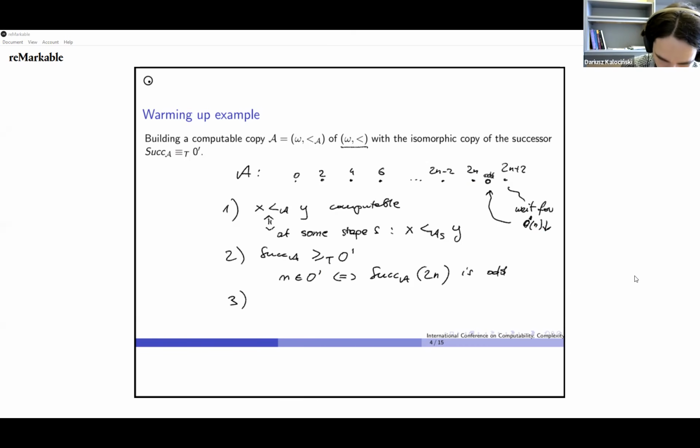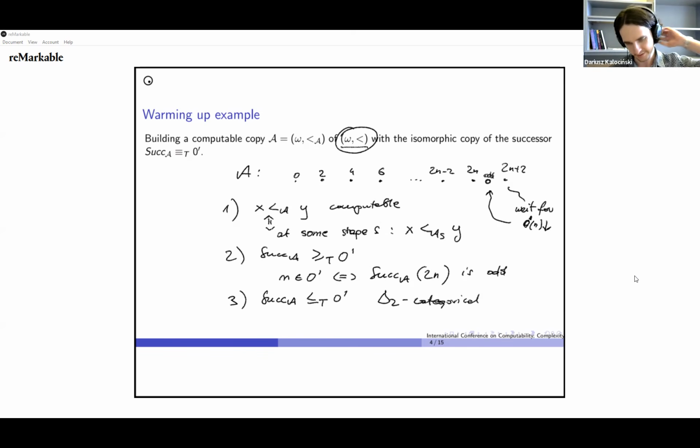And the other direction follows from a property of this structure, namely that it's delta 2 categorical, which means that for any two computable copies of the structure, there is a delta 2 isomorphism between them. In other words, this isomorphism can be computed in 0 prime.